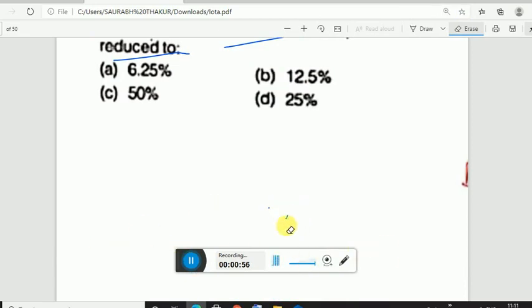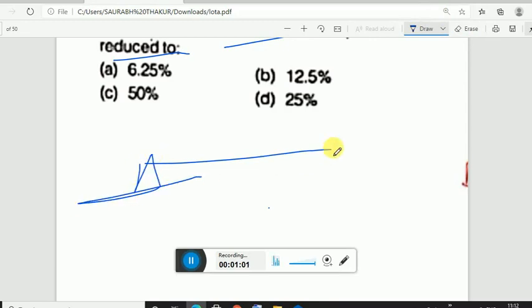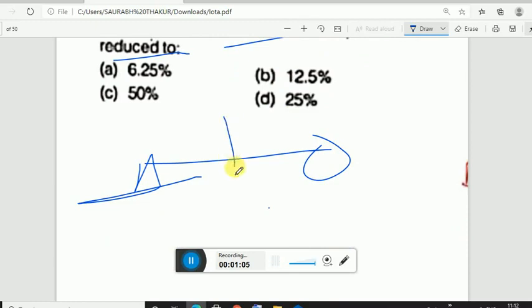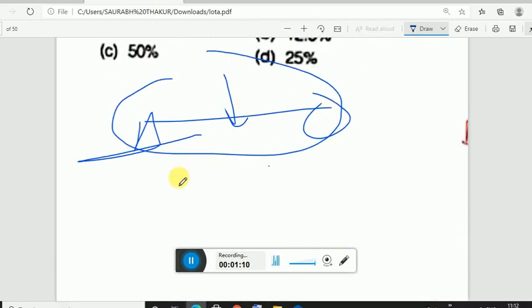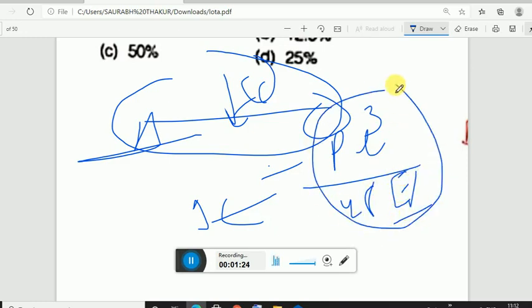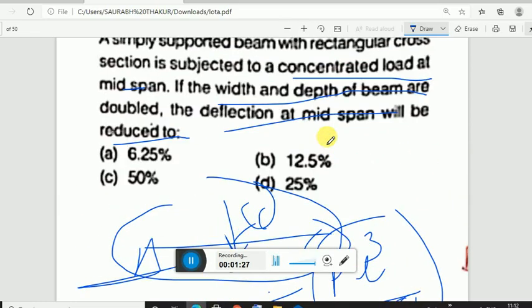In the question, it is given that we have a simply supported beam and a concentrated load acts at mid-span. Let's suppose this point is C. What would be the deflection? Del at C would be PL cubed upon 48 EI. This would be your deflection at C, but in the question it is saying that the width and depth of the beam are doubled.